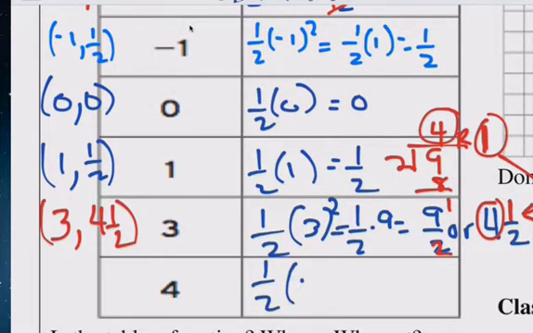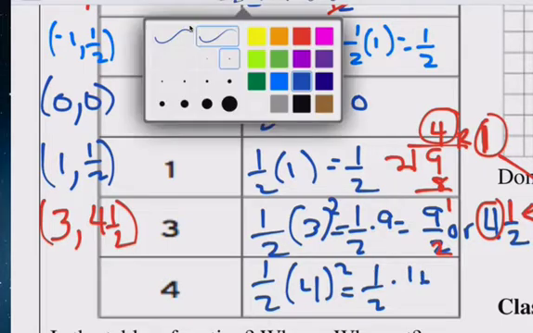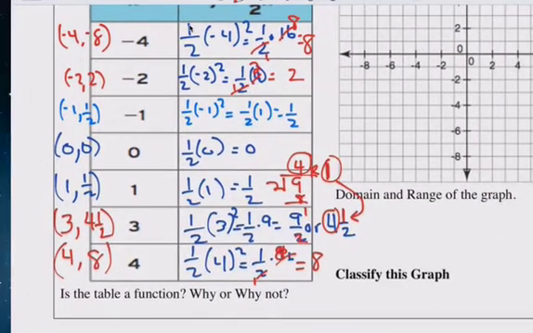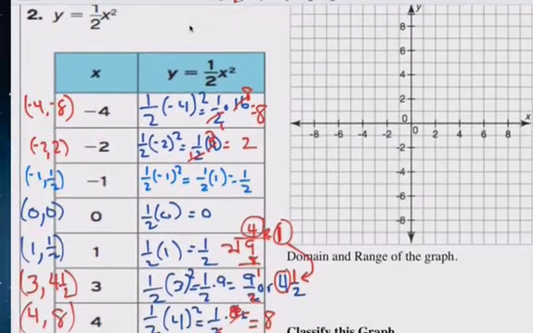1/2 times 4 squared is 1/2 times 16. Cross cancel. Notice it is the same. 1/2 of 16 is 8. So 4 and 8. Okay, then we graph that. Negative 4, negative 8 is down here.